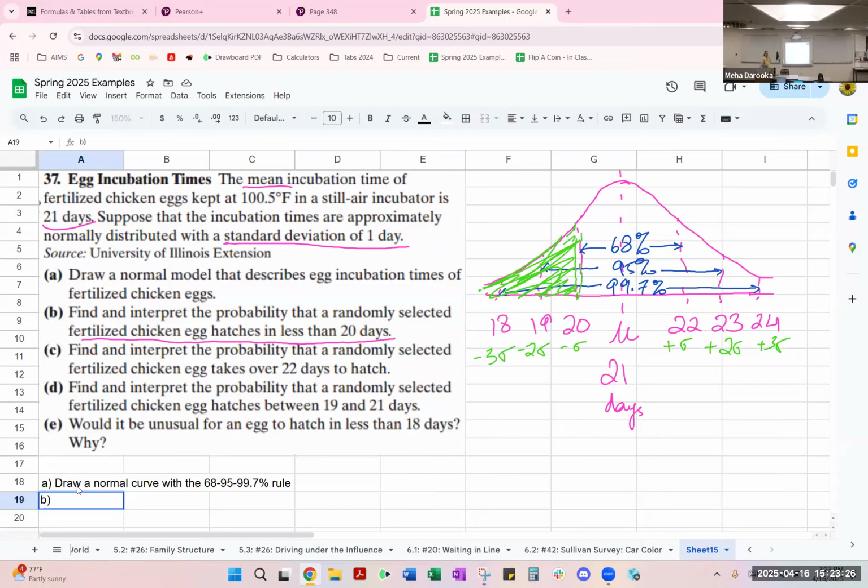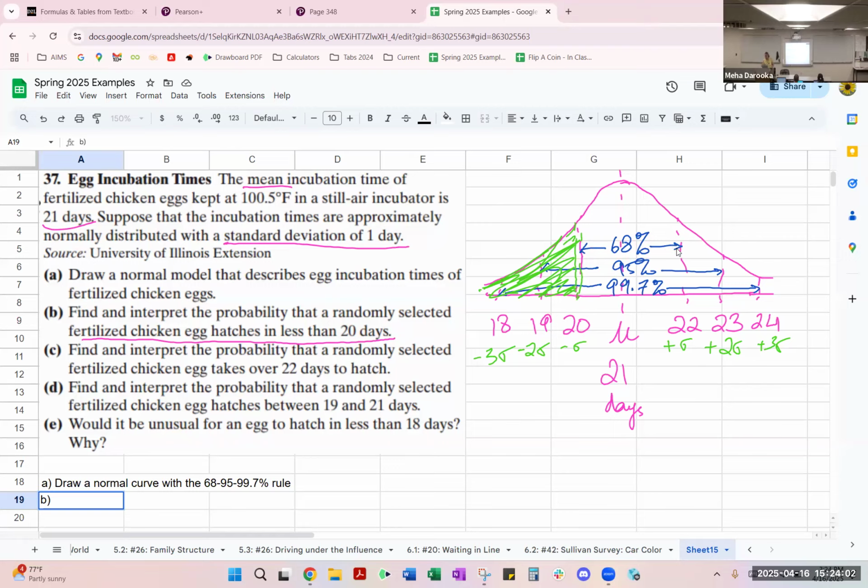What do we think? Right here is the cutoff for 20 days. They are telling us, what's the probability that a fertilized chicken egg will hatch in less than 20 days. So if from here all the way to 22 days makes 68% total of your data set, well, half of that is going to be 34%.